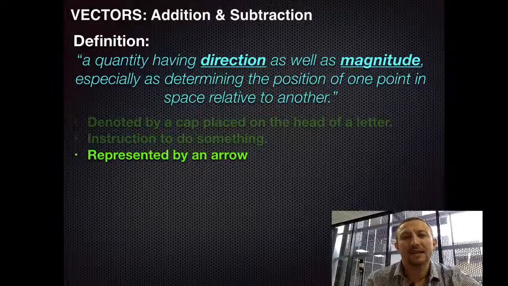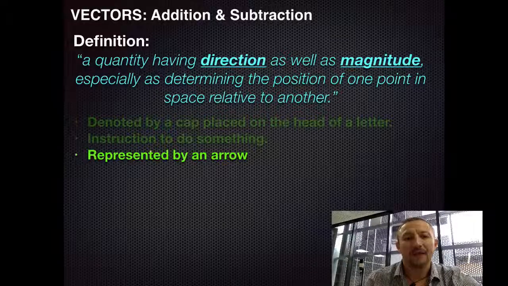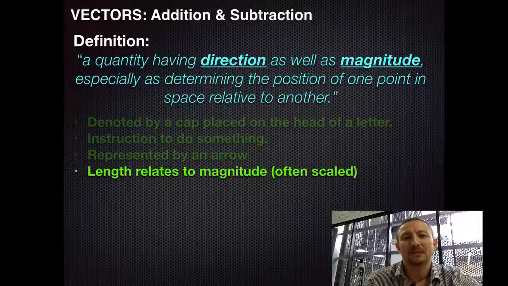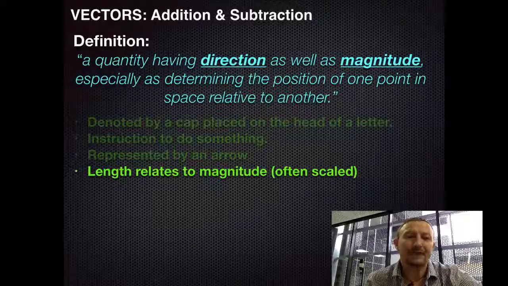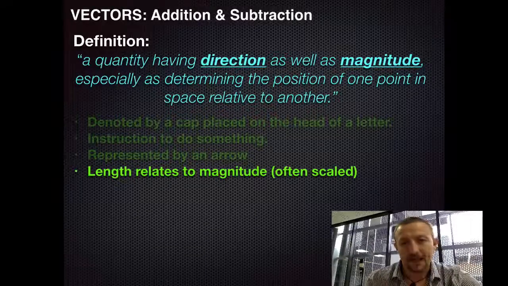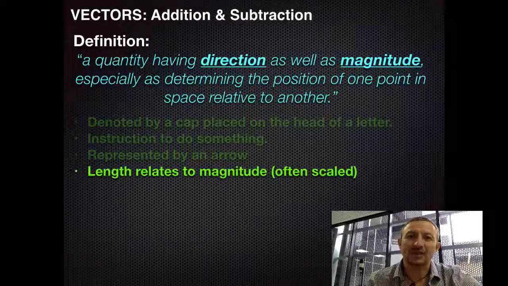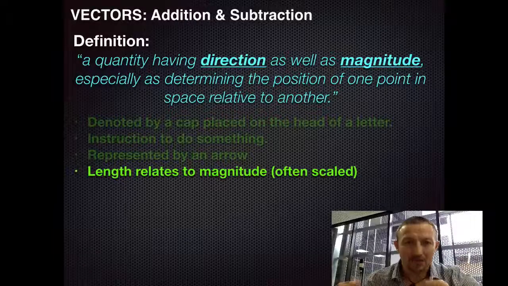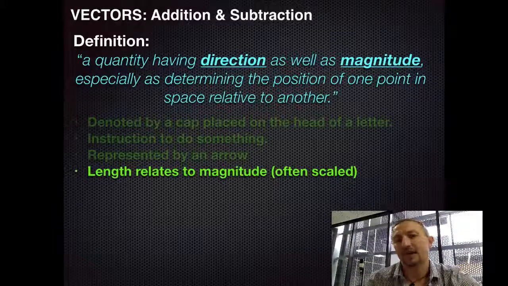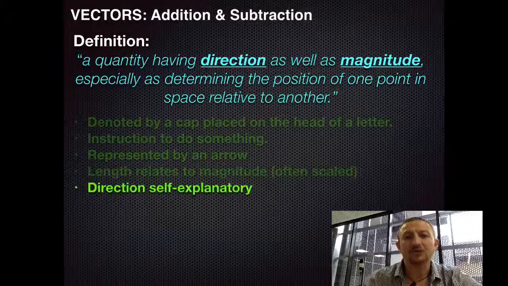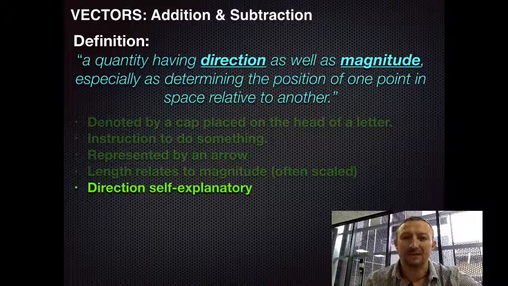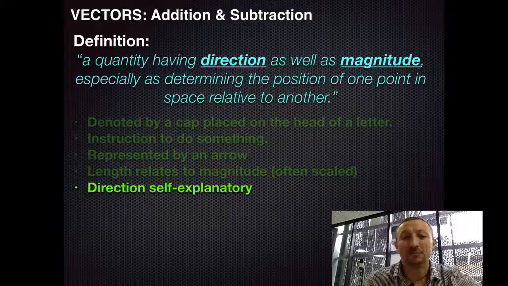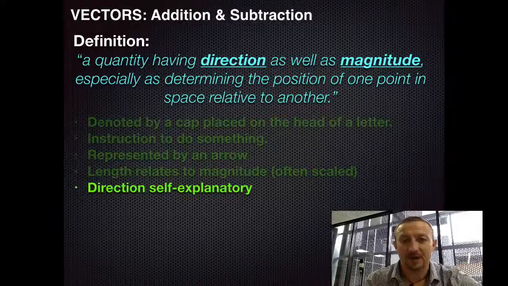Now we can represent each vector using an arrow. The length of the arrow is going to relate to the magnitude. And as we state, this is often going to be scaled. So for example, you might say, let 5 centimeters equal 1 kilometer. And as a result, by measuring the length, you can determine the accurate size of that magnitude. Now, also you can show the direction. The arrow will show the direction. This is self-explanatory. The direction that the arrow is pointing is the direction that you happen to be going.